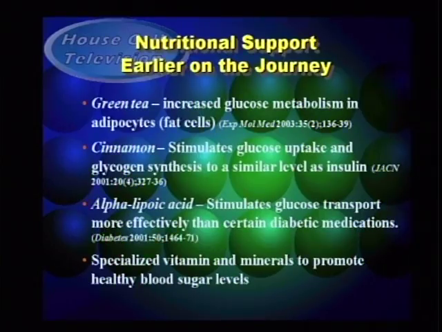And so one of the things that we find is that green tea increases glucose metabolism in adipocytes. Adipocytes is the technical name for fat cells. So it's increasing the glucose metabolism in those cells. Cinnamon stimulates glucose uptake and glycogen synthesis to a similar level as insulin. And glycogen is the form of glucose that's stored in muscles, right? That's formed in muscles. You don't find it in meat, because the glycogen stores are used immediately after death, it's just not stored in there.